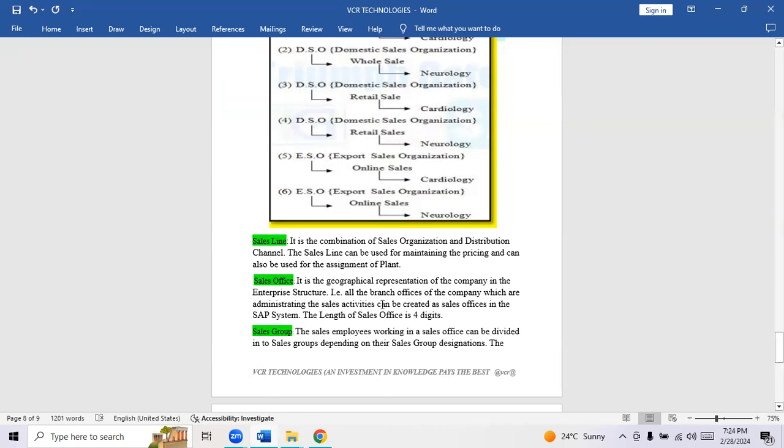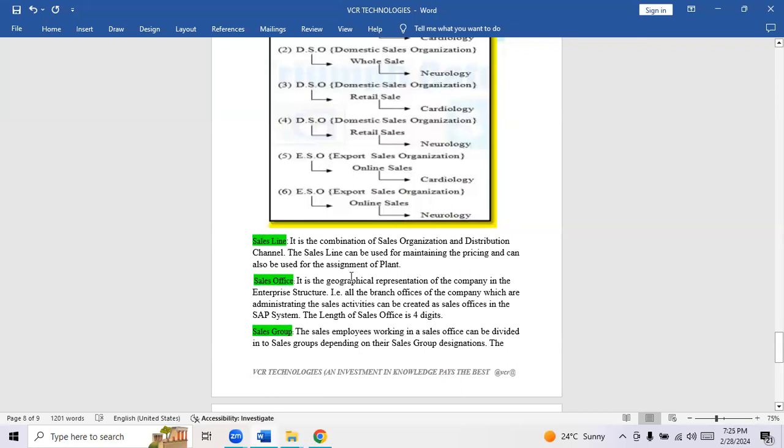Okay. Next, coming to the next organizational element, sales office. What is the sales office? Sales office is the geographical representation of the company. Every company must have sales people in the enterprise.